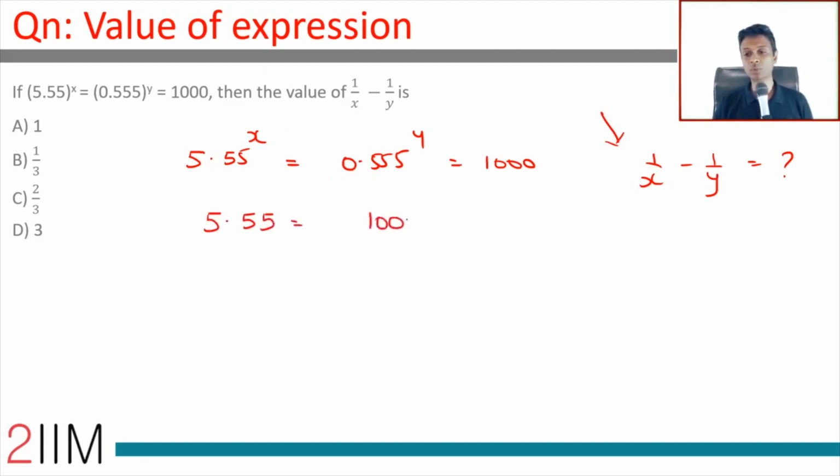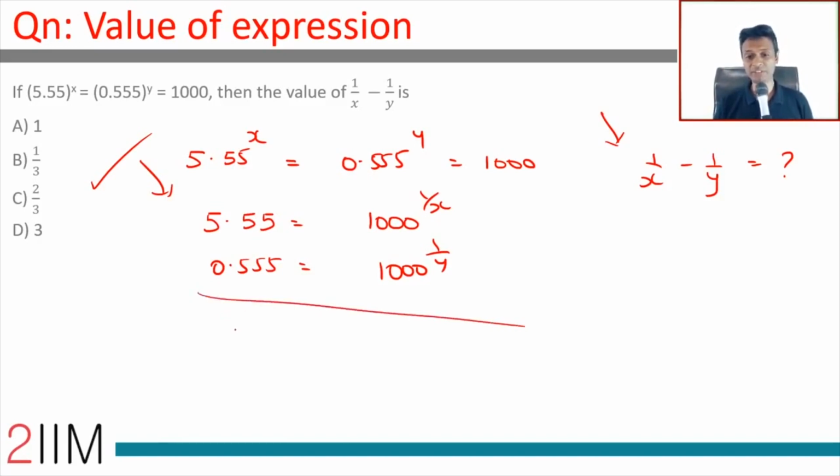5.55 is 1000 to the power 1 by x. 0.555 is 1000 to the power 1 by y. The moment you rewrite it like this, you're through. How are we through? Divide one by the other. This is 10. So 5.55 by 0.555 is 10. This equals 1000 to the power 1 by x minus 1 by y. A power x minus a power y is a power x minus y. The same idea here. Brilliant. We are through. 1000 power 1 by x minus 1 by y is 10.